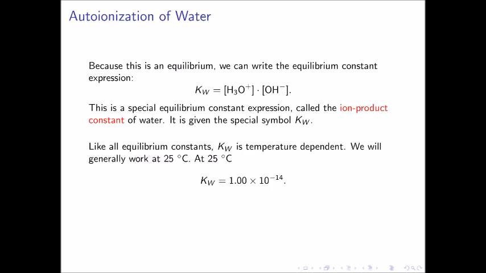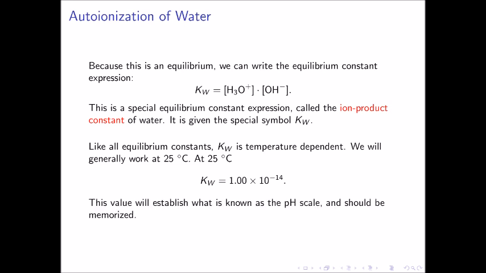Like all equilibrium constants, Kw is temperature dependent. However, since we work primarily at 25 degrees Celsius, the value of Kw at this temperature is 1.00 times 10 to the negative 14. This value will be used to establish what is known as the pH scale in the next lecture. You should memorize this value.